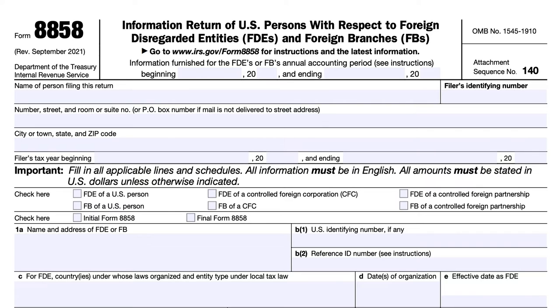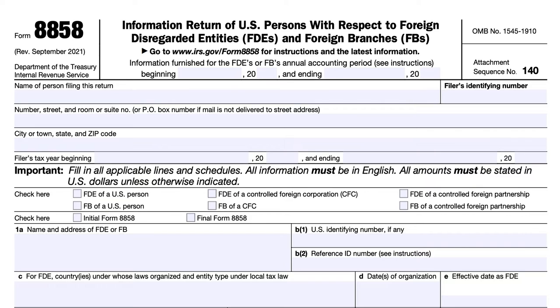So, before we get into the form itself, we should probably take a step back and outline a couple of key terms. The following taxpayers must file Form 8858 and possibly Schedule M: people that are tax owners of an FDE or operate an FB, or own certain interests in tax owners of FDEs and FBs.